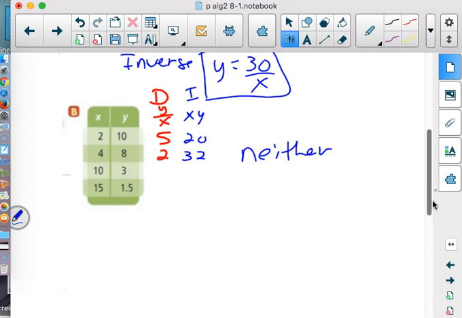So that's all we're studying today. We say neither, and we walk on. You know, we go on to the next one. Done. Can't do anything with it. It's not direct or inverse. Well, no.